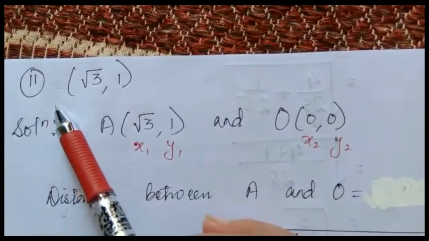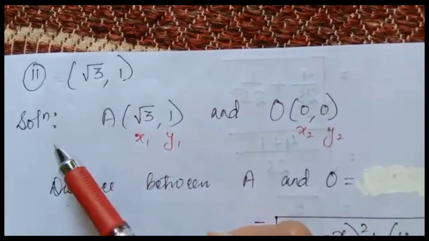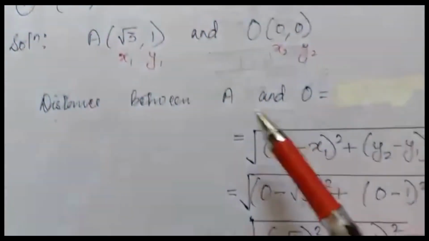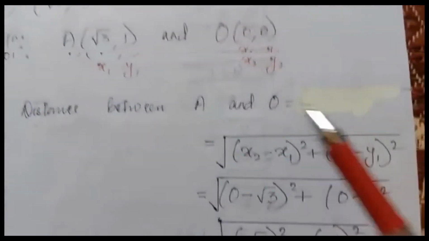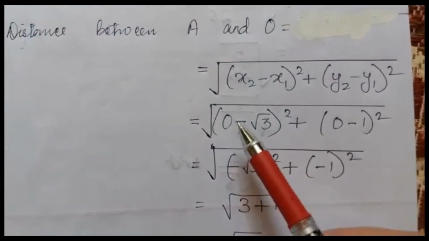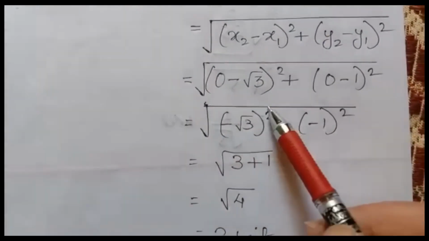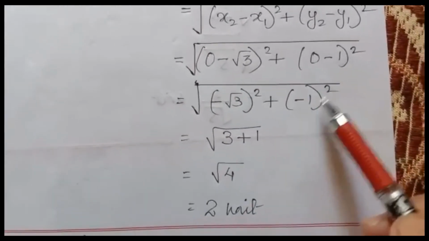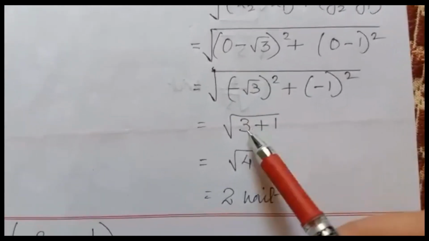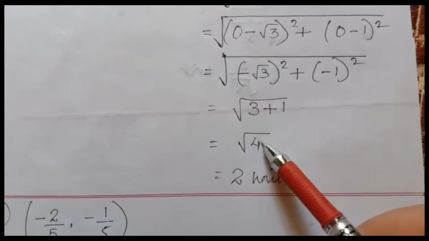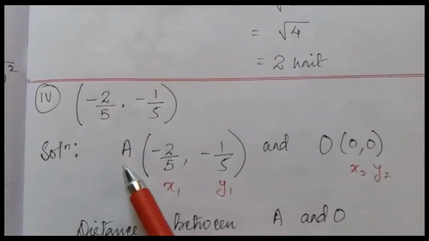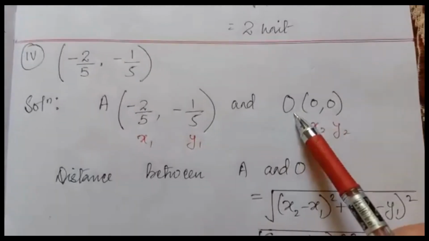Now next question number 2, root 3, 1. Solution A. Consider this A, origin O. Then use the formula. After that put the values: 0 minus root 3 whole square, 0 minus 1 whole square. So 0 minus root 3 is minus root 3 whole square plus 0 minus 1 is minus 1 square. Minus and the even power, plus. Root 3 square is 3. 3 plus 1, 4. Square root of 4 is 2. 2 unit.